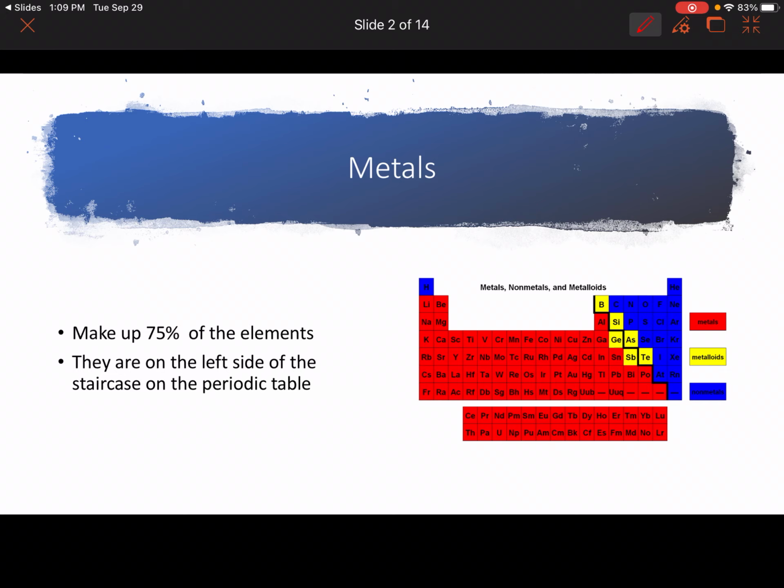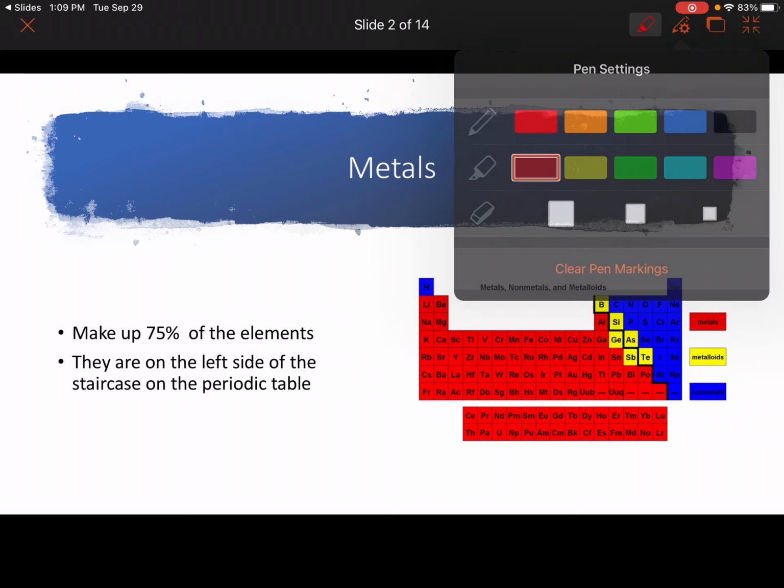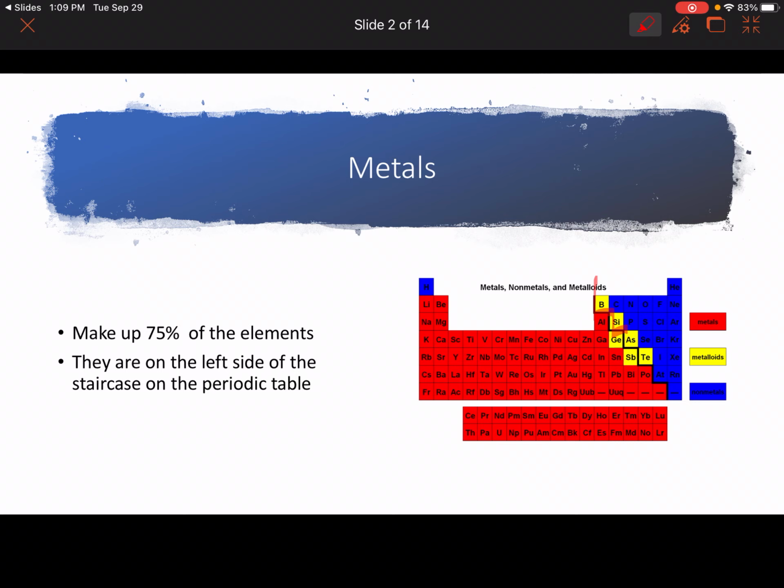So metals make up 75% of the elements. So the majority of the elements are the metals. And on this periodic table, the red ones are considered the metals. So as you can see, there's a whole bunch there. And they are located on the left side of the staircase on the periodic table. So if you look at your periodic table, you'll see this staircase that exists. So it's right here. So it kind of zigzags down, right? So that is the staircase. To the left of that is the metals.